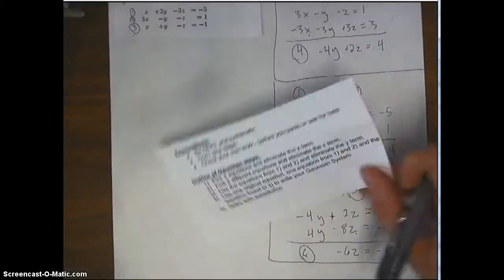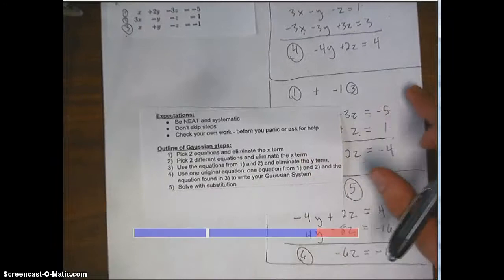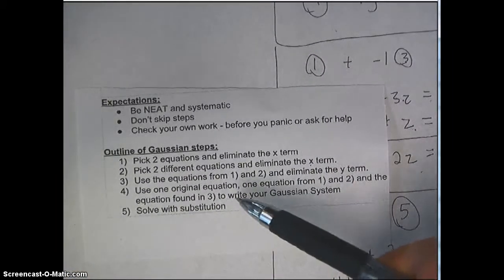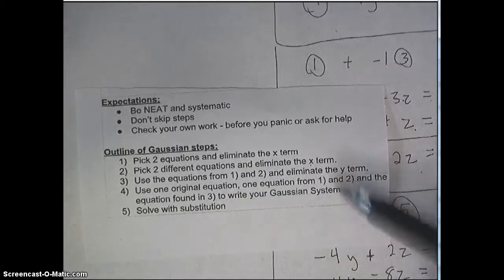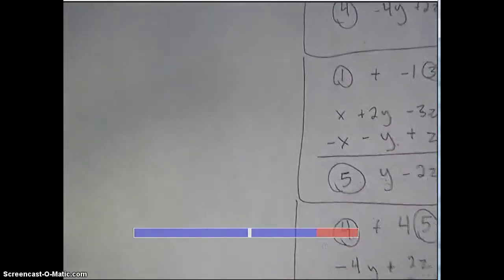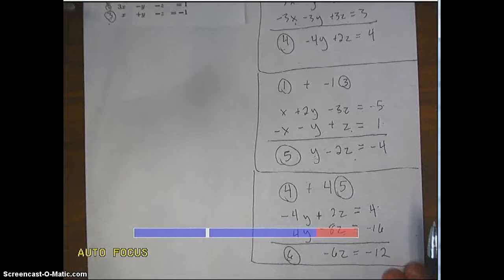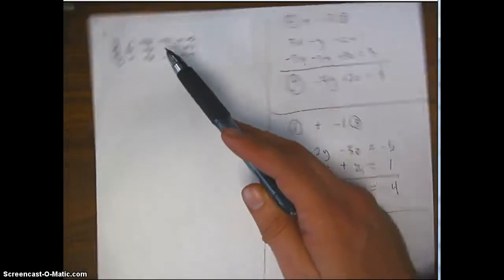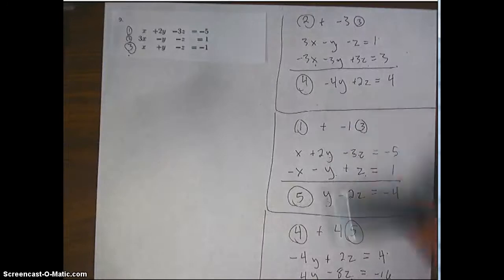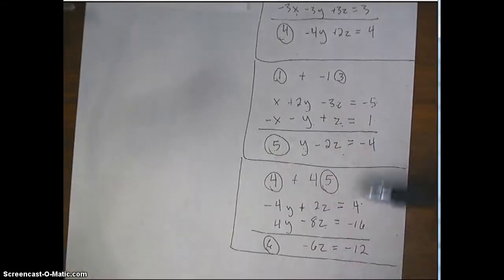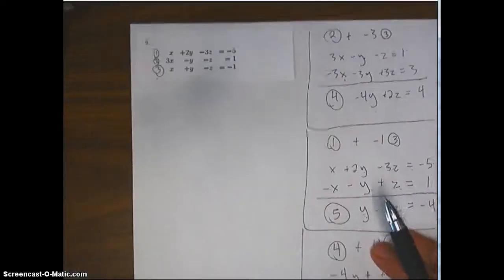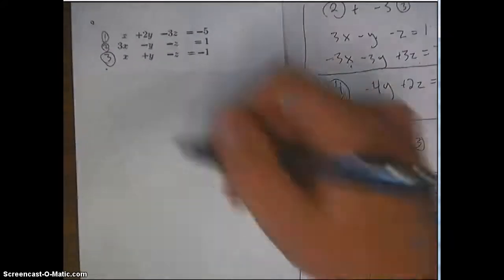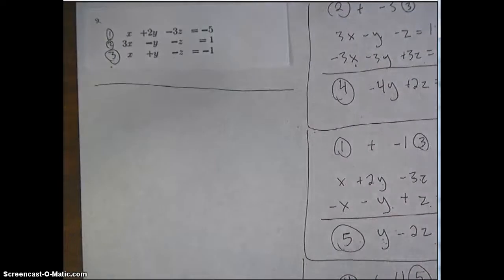Let's go back to our notes here. Use one original equation, one equation from 1 and 2, and the equation in 3 to write your Gaussian system. All right, Gaussian system. A Gaussian system is a system of equations where the first equation has 3 variables, like the original. The second equation has 2 variables, like 4 and 5. And the third equation has just 1 variable, like number 6. So I'm going to rewrite this system of equations from the beginning here. But this time, I'm going to write it as a Gaussian system.